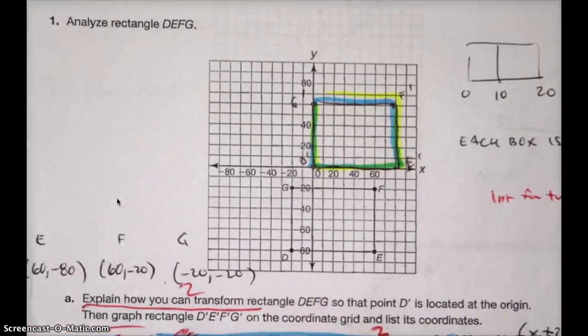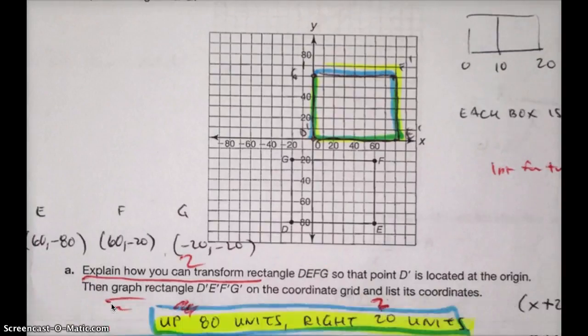Question number 1A. First, notice your verbs here. It says explain how you can transform the rectangle. So explain means using words. Rectangle so that D prime is located at the origin. So the origin here is 0, 0. So basically you're moving D here all the way up there.